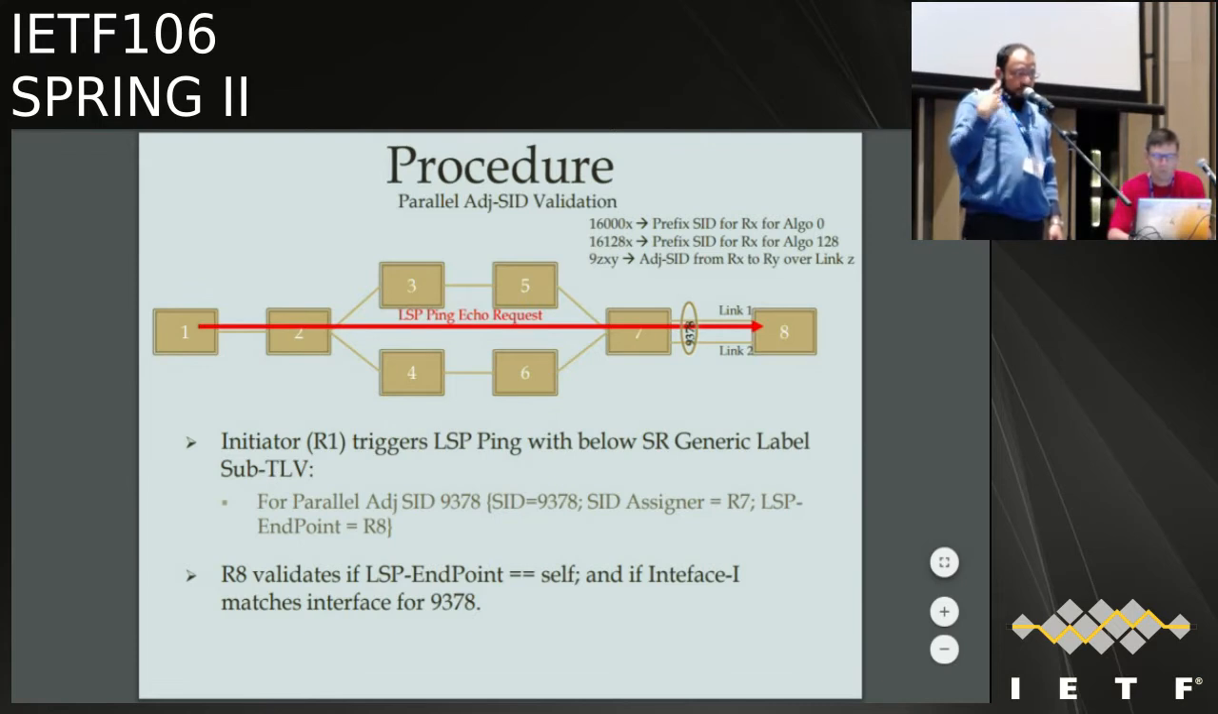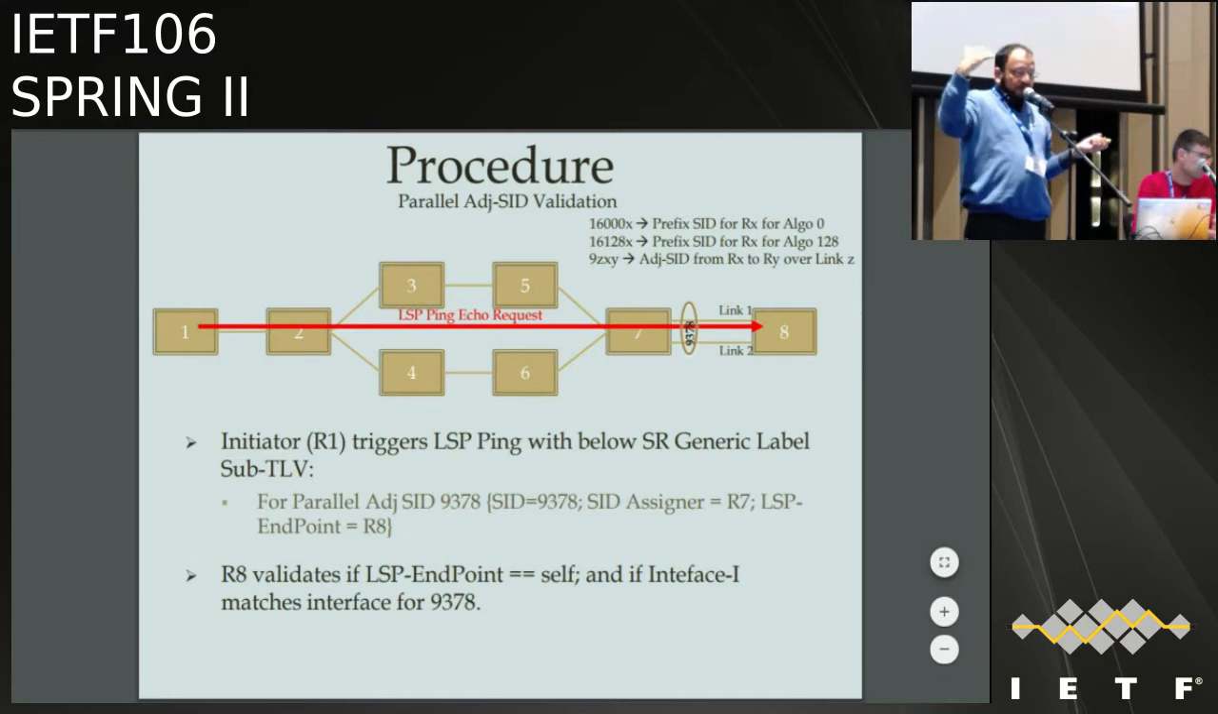Here, with this FEC type, it will be easy, because what will be carried in the FEC is the SID, which is the adjacency SID, in this case parallel adjacency SID 9378, and the assigner, which is R7, and the LSP endpoint in this case could be R8, but it could be 000.